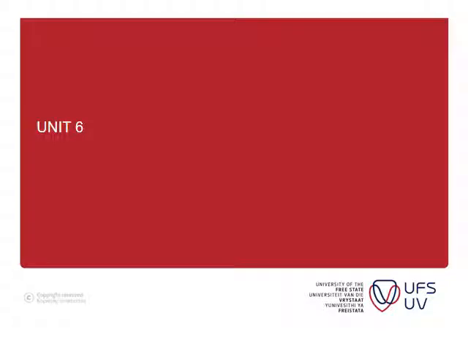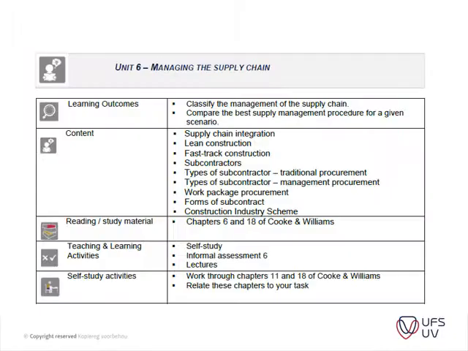So in unit 6 we're going to look at chapter 6 and 18 of Cook and Williams, and we're going to have an informal discussion on these two. We already did chapter 18 previously, so you can go through chapter 18. I'm just going to go through the theory of chapter 6.